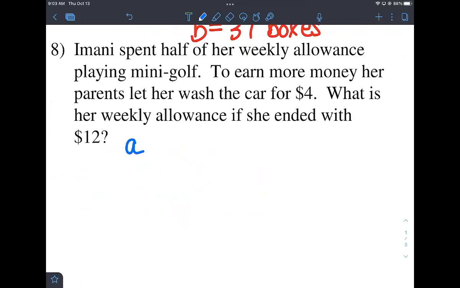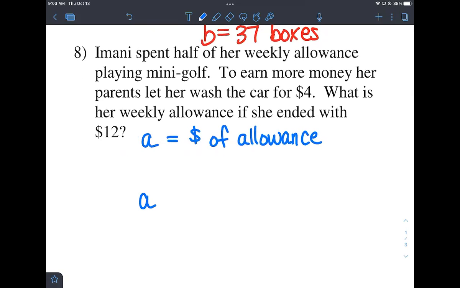I like A. Now, what is an allowance? It's money. So A is going to equal the dollars of allowance. That way we know when we label this, it needs to be dollars. Now, she starts off with her allowance. I don't know how much that is, so we'll just put A. She starts off with A. Here we go, there's A. She immediately spends half of it. So what are we dividing by? 2. Then, after she spends half, she earns $4 more by washing her parents' car. Now, how much money does she have?